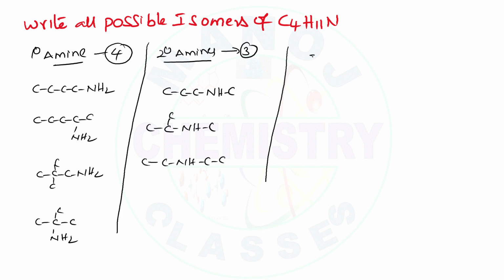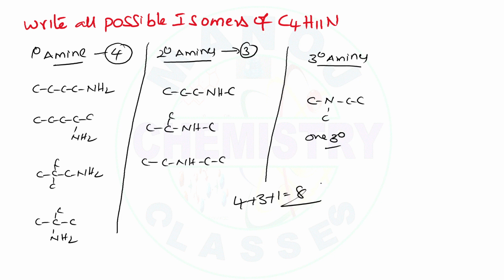Next, tertiary amines. There is only one tertiary amine possible, that is nothing but this one, ethyl dimethyl ethanamine. So only one tertiary amine is possible. As a result, how many isomers are there? 8 amine isomers are there. Among those, 4 are primary, 3 are secondary, 1 is tertiary amine. So these are the possible isomers.